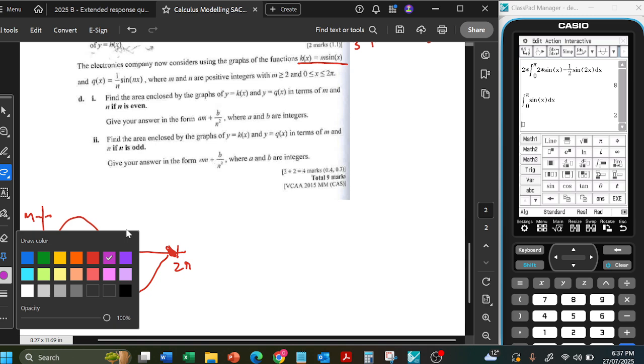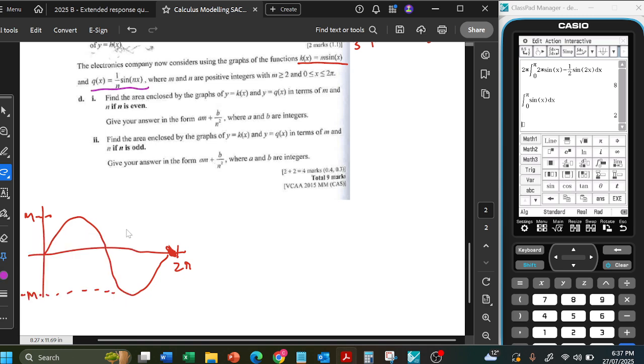So q(x), we can see it's equal to 1 over n times sine nx. So the period of q(x) is equal to 2 pi on n. So 2 pi over n. So it's this graph here, it's been divided such that there is going to be n periods in total between 0 and 2 pi. So over this interval, there'll be n periods.